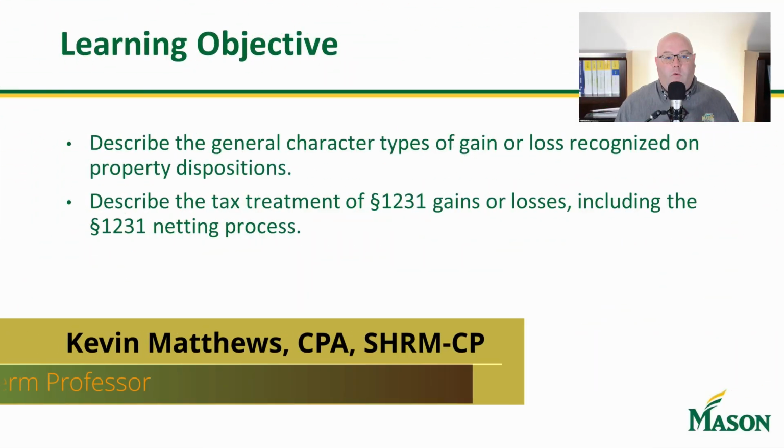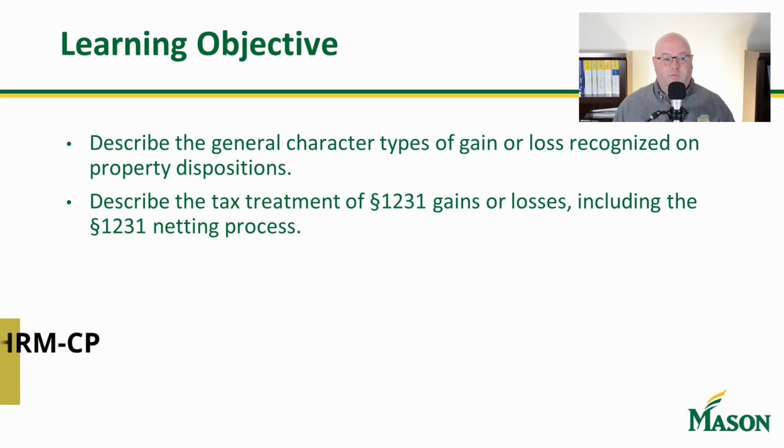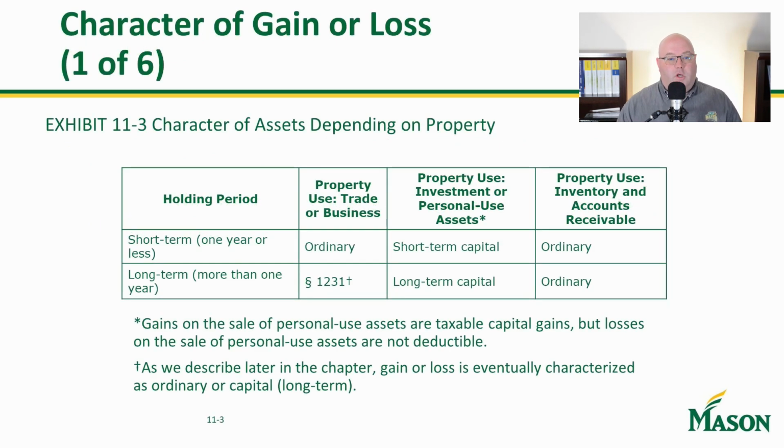All right, so in this video, we're going to describe the general characteristics of gains or losses recognized on property dispositions. And then we're also going to talk about the tax treatment of 1231 gains and losses, including the 1231 netting process. So if you take a look at this chart, we talked about this in investments. Basically, if it's short-term, 1 year or less, and I want you to understand, 1 year or less, it's short-term. If it's more than 1 year, long-term, okay?